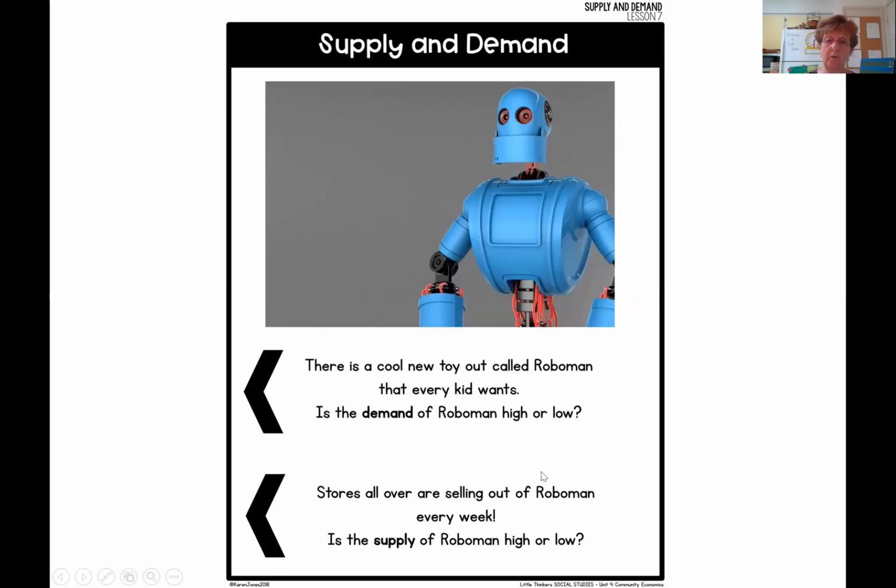There is a cool new toy robot called RoboMan that every kid wants. Is the demand of RoboMan high or low? That's right, it's high because every kid in the neighborhood wants it. Stores all over are selling out of RoboMan every week. Is the supply of RoboMan high or low? That's right, it's low because the stores are selling out of them every week because the demand from children is so high.